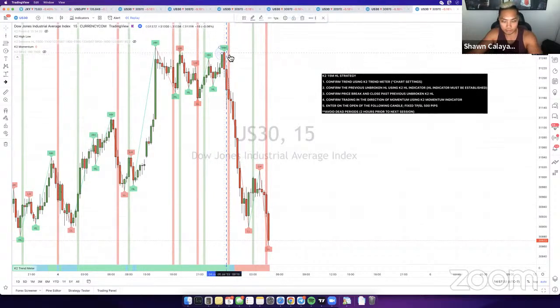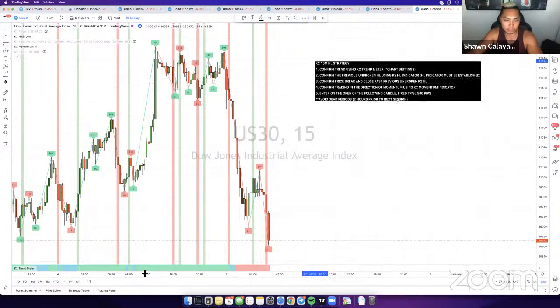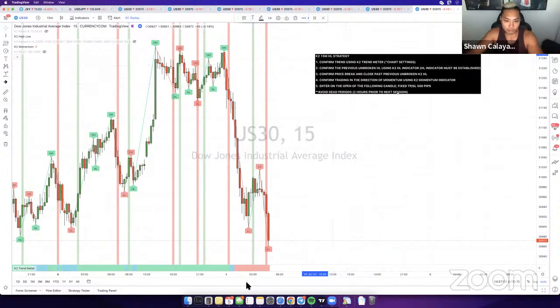So we'll go over this example later, but just let me show you an example of how the actual strategy would have worked here. For the first requirement, you want to confirm the trend using the K2 trend meter. You have your settings set to chart. If you guys are not familiar with the trend meter, if the trend meter is green, that's indicating a bullish trend. Trend meter is red, that indicates a bearish trend. If it's blue, that means it's indecisive, it's going sideways. So for the first requirement here, you want to confirm the trend. The trend here is bearish. So that's gonna be requirement number 1.